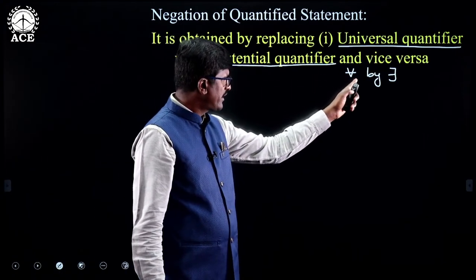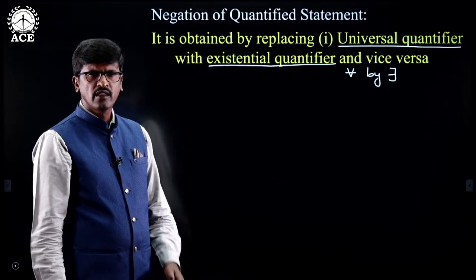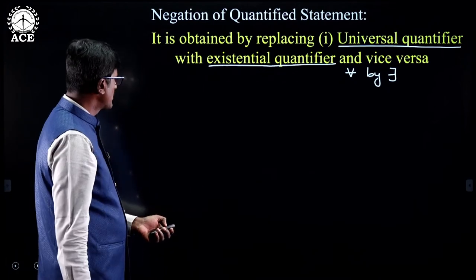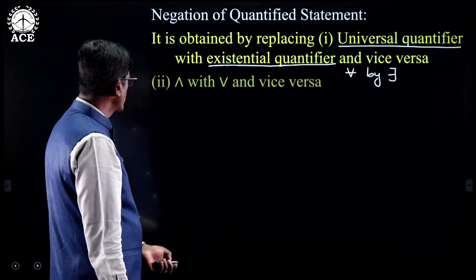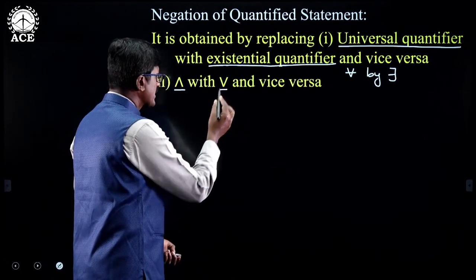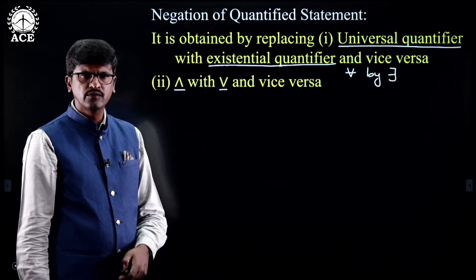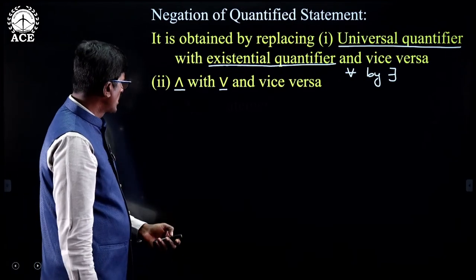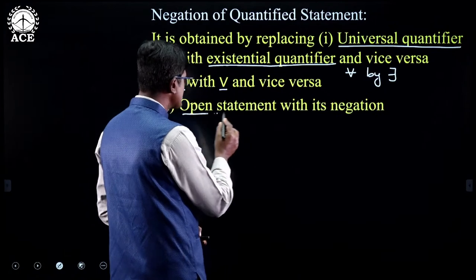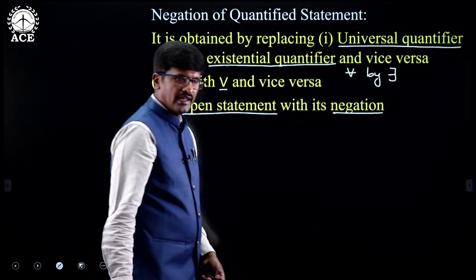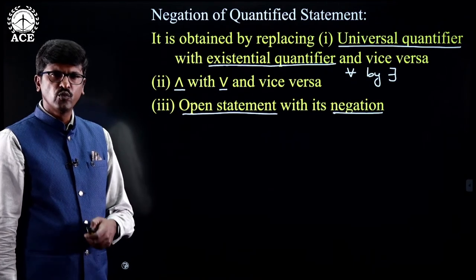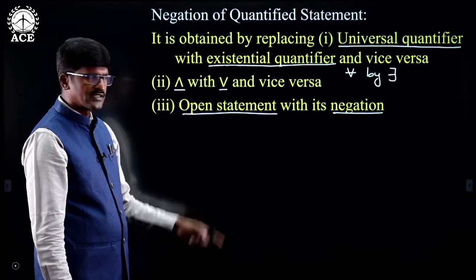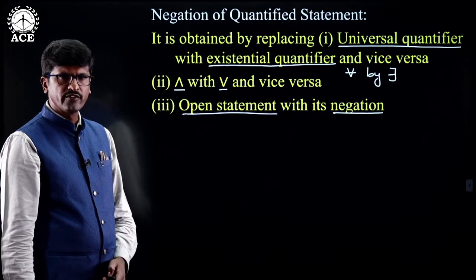If there is a universal quantifier, replace that with existential quantifier. If there is an existential quantifier, then replace that with universal quantifier. That is condition number 1. Condition number 2 is AND connective with OR connective and vice versa. If there is an AND connective, replace that with OR connective and vice versa. The next one, open statement with its negation. When we are finding the negation of any quantified statement, we have to replace the open statement with its negation. So by using these three conditions, we can find the negation of any quantified statement.